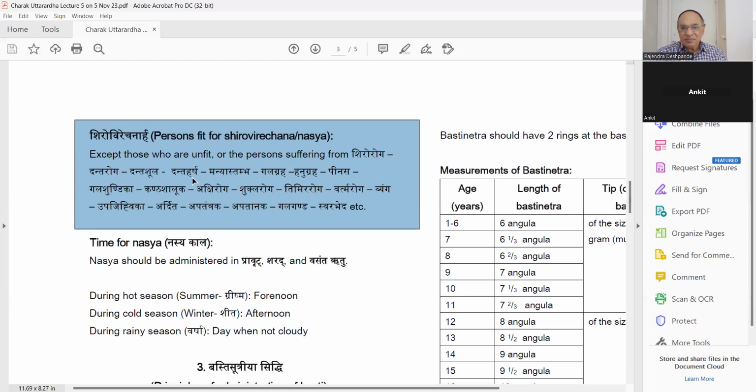Hypersensitivity is called Danta Harsha. You cannot tolerate the cold and hot because enamel has been lost. Manyastamba, neck pain, cervical spondylosis, Galagraha, Hanugraha, stiffness in the chin region, in the throat region, Penasa, sinusitis, Galashundika, uvula problem inside, Kantashaluk, Akshirog, eye problems, Shukla Roga, Timira Roga, Vartma Roga, all the skin and eye diseases, ophthalmic problem, Vyanga, acne vulgaris, Upajivika, again the uvula type problem, Ardita, facial paralysis, give the Nasya, Apatantrak, Apatanaka, Galaganda, and Swarabhed, hoarseness of the voice.